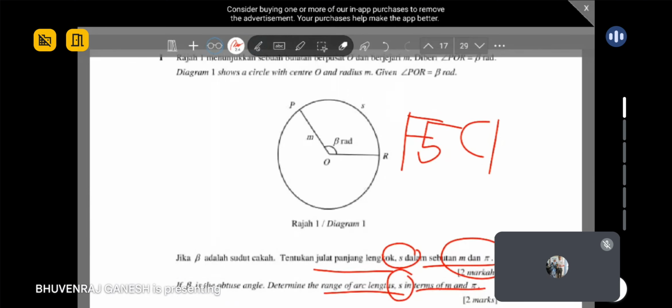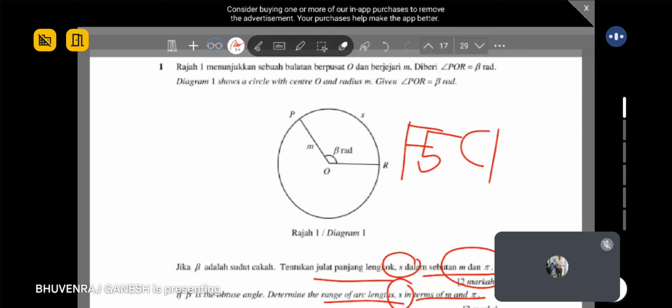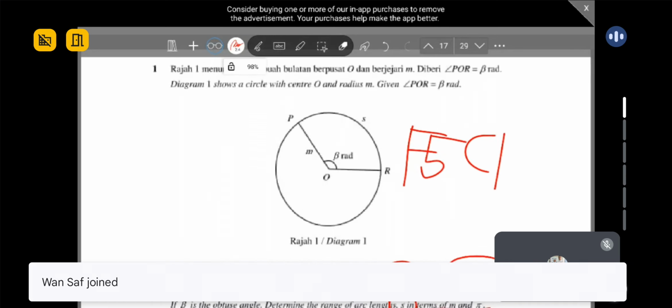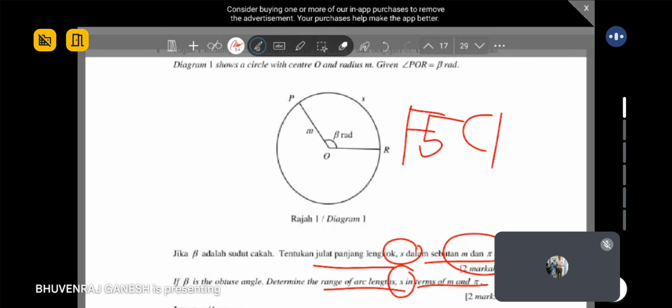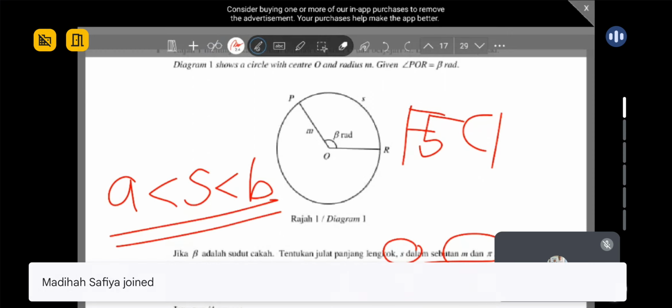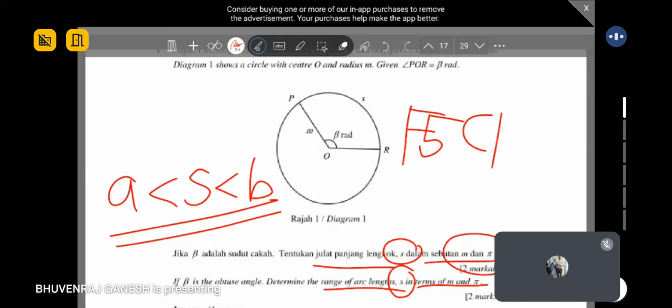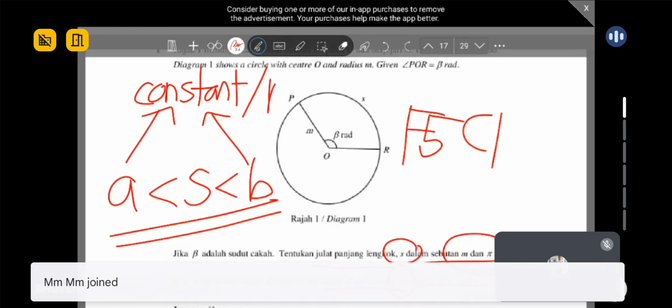Can anyone tell me what will be the range? Apa julat dia? Julat maksudnya jawapan kamu kena dalam bentuk ni. Whenever they ask you about range, your answer format must be something like this. A and B are your constants, pemalar, or constant in BM. And S is your arc length. S tu adalah panjang lengkok.